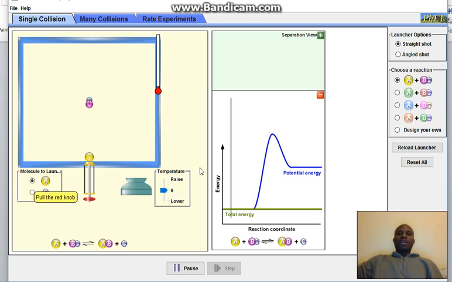We can raise the temperature by pulling this one. So you pull this one up, you can see that the total energy line is moving. So we can put it midway here, or we can put it at low energy. So what you need to do for a single collision, like at middle energy, you pull this one up.